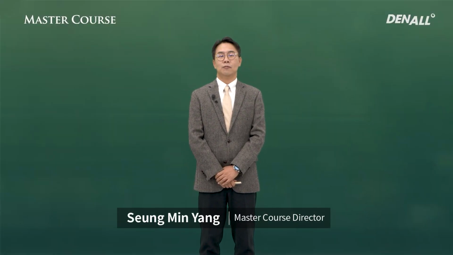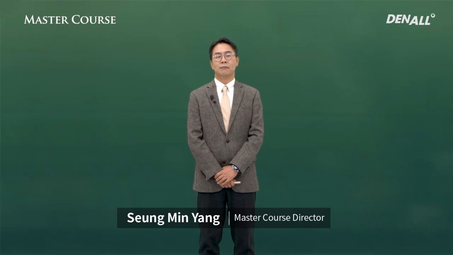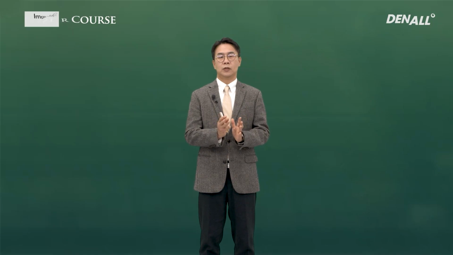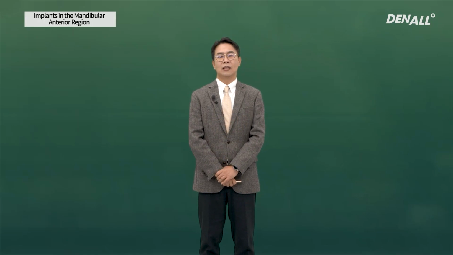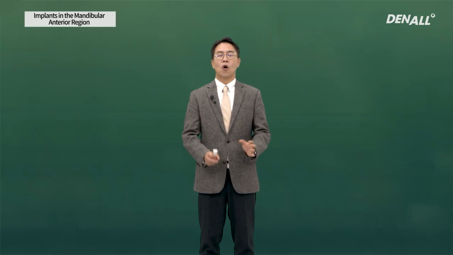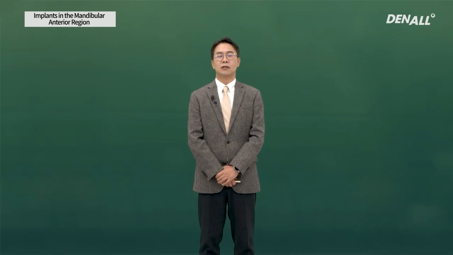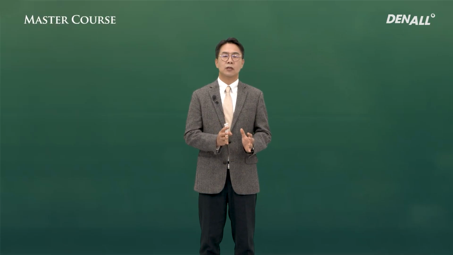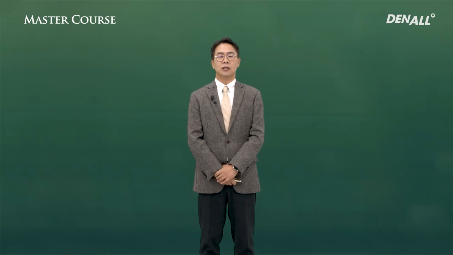In this lecture, I'm going to talk about the mandibular anterior implants. Teeth in the mandibular anterior region are thin and narrow, and the bone below the teeth is very thin. So, inexperienced doctors have difficulties in placing implants there. How to place implants in the mandibular anterior region? How to make it successful?